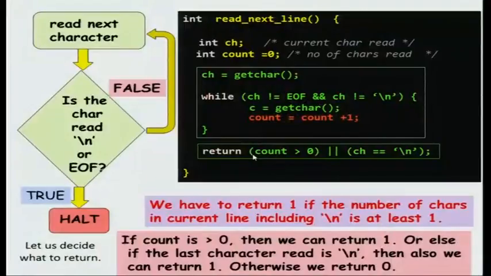If the only character entered in that line is end of file, we will say that there is no more new line. Okay. So, what we have to do is return count greater than 0. This tells you how many non new line, non end of file characters have been entered. So, this should be at least 1, or there is exactly one character entered which is a new line. Okay. So, in either of these cases we will return a 1, otherwise we will return a 0.